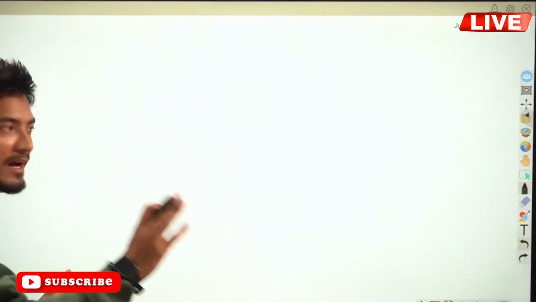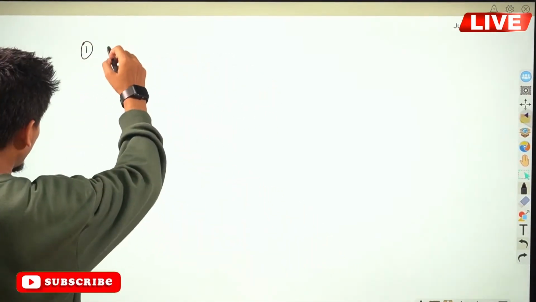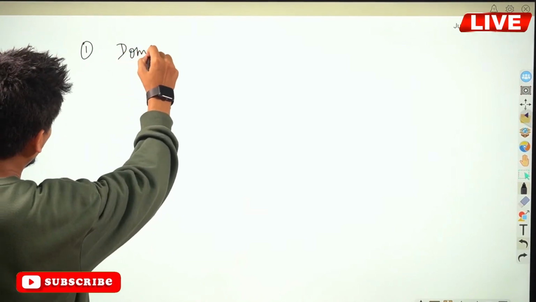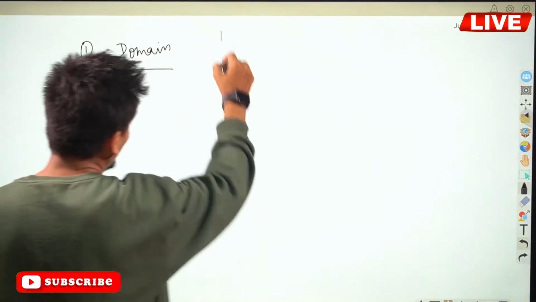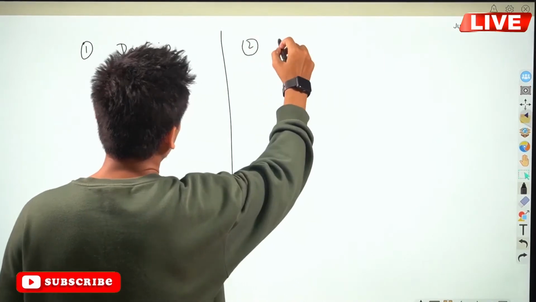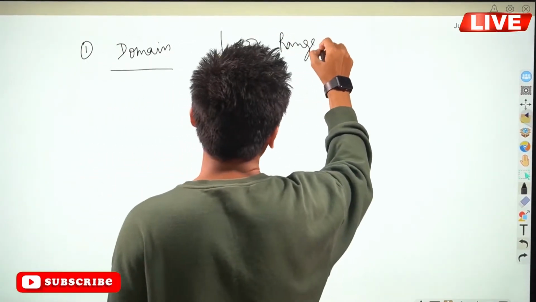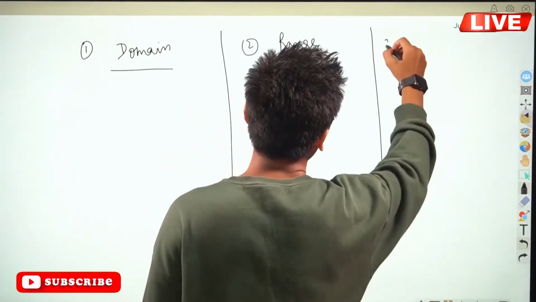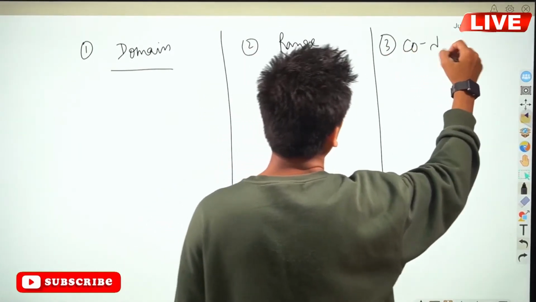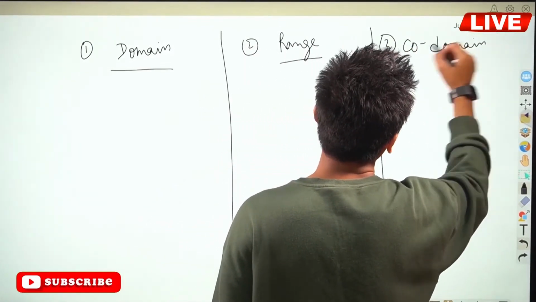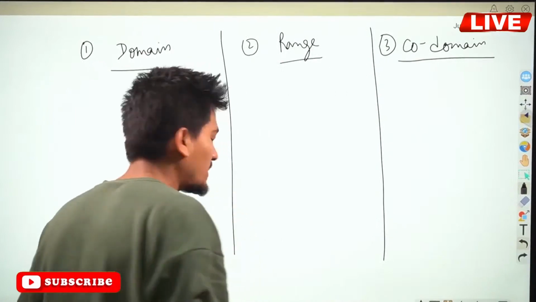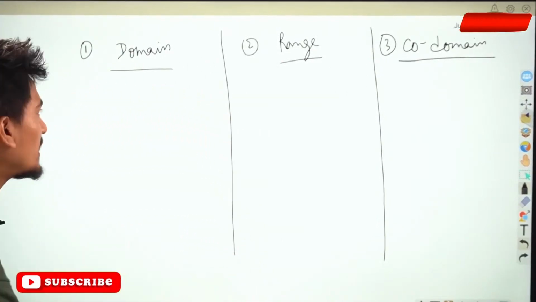Okay. Now there are 3 important things which you have learned regarding relation. The first one is the domain. Then we have learned about range, right? Then we have learned about co-domain. So these are the 3 important things which you have learned regarding relation.